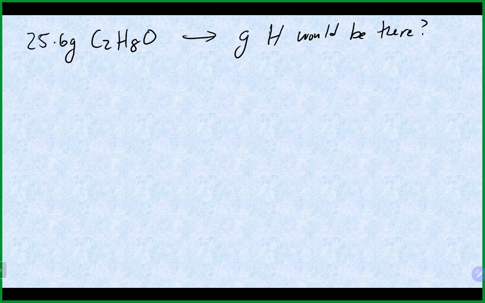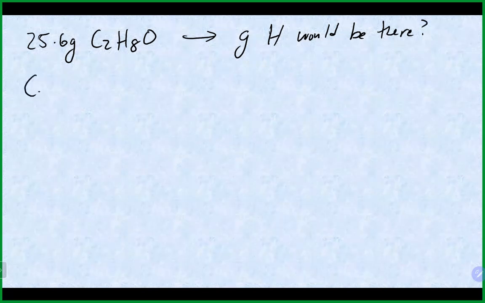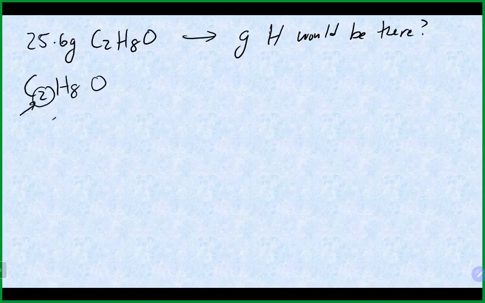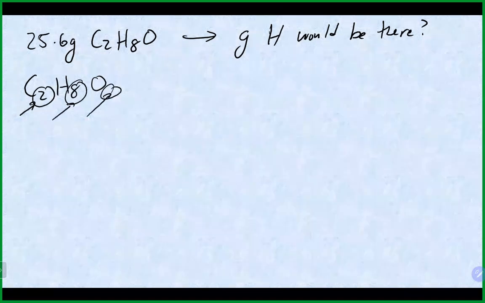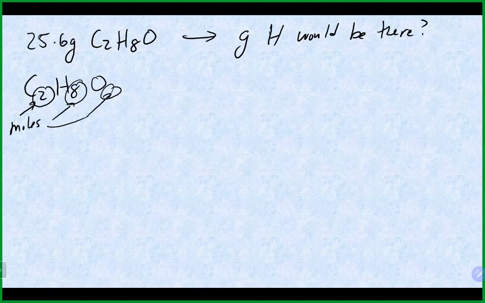So when we look at the formula C2H8O, all the numbers on the bottom tell us how many of each of those atoms there are, but they're also considered the moles of each of those elements that are present. So from any formula like this, we could write several conversion factors just using the formula itself.